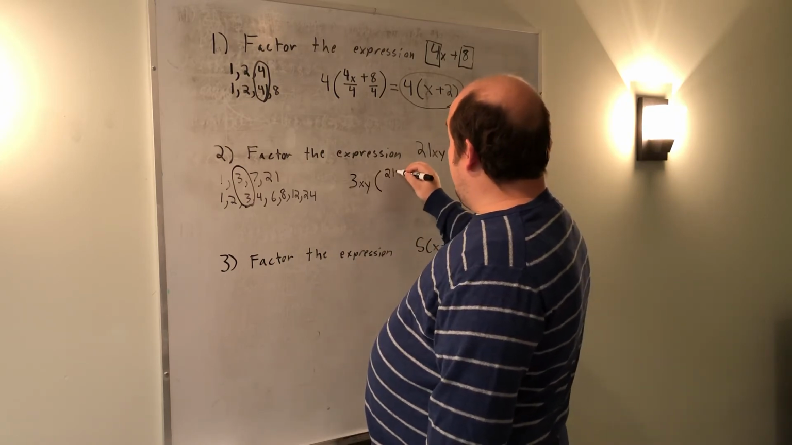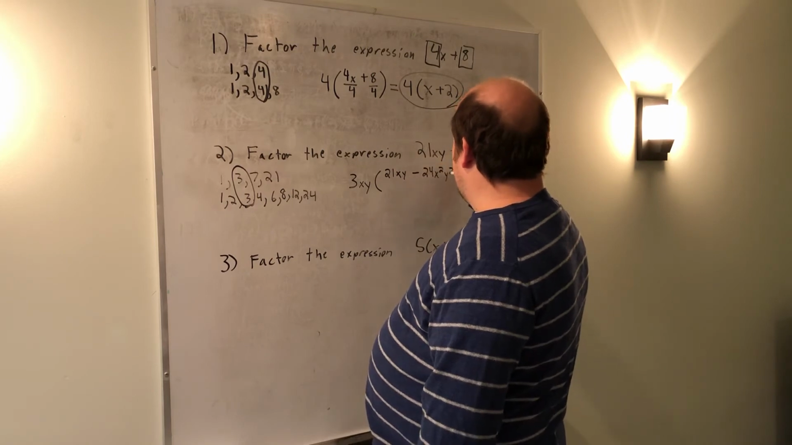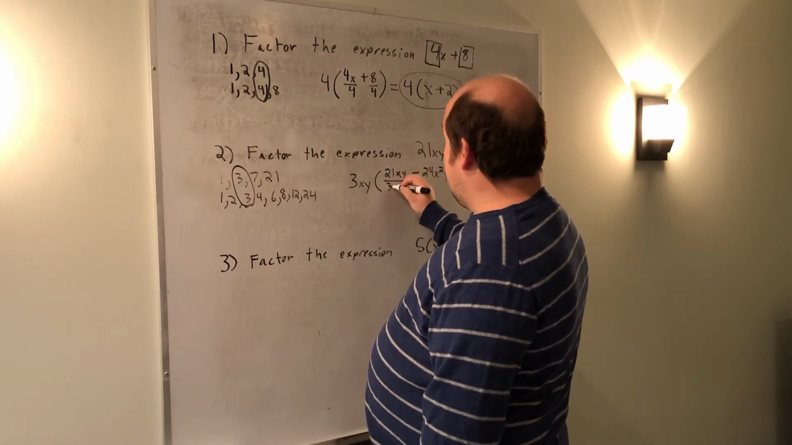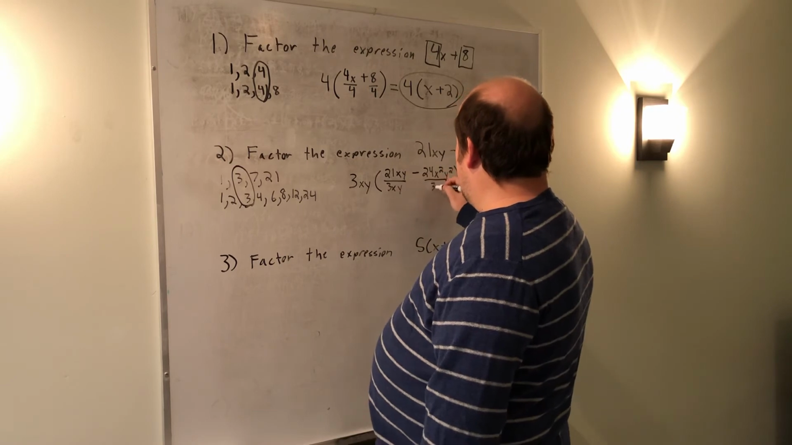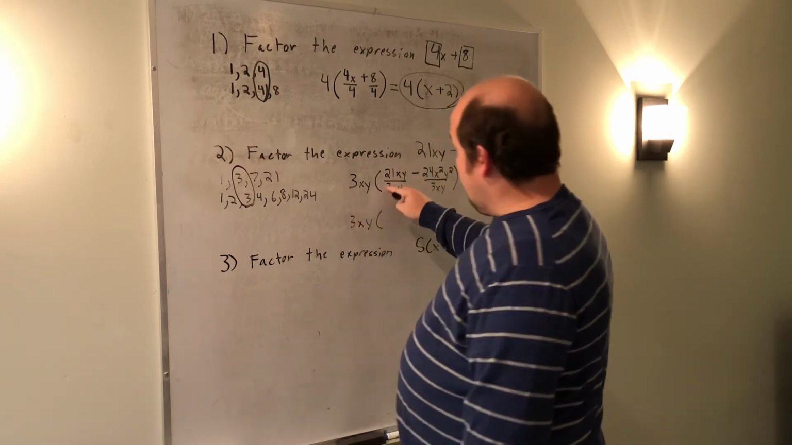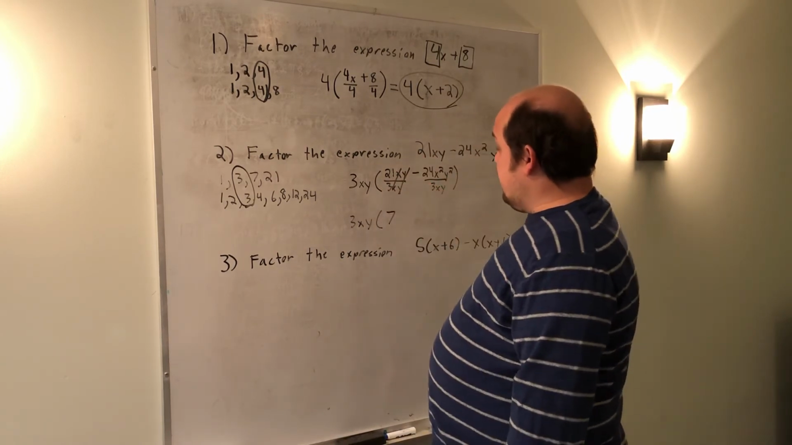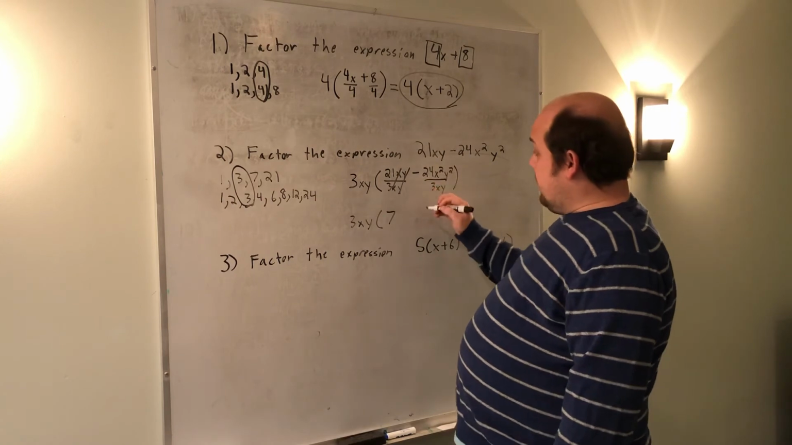I originally had 21xy minus 24x squared y squared. When I divide that by 3xy, still the 3xy stays outside. 21 divided by 3 gives me 7. The x's cancel and the y's cancel. 24 divided by 3 gives me 8.